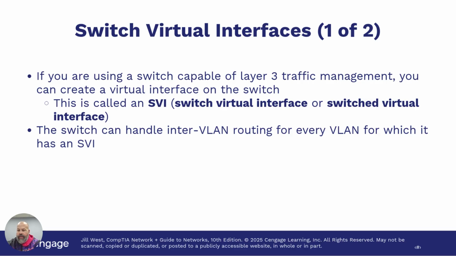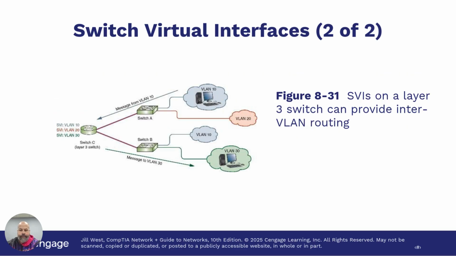If you create an SVI for each VLAN, the switch can handle inter-VLAN routing by itself without sending traffic to an external router. It's like having a building manager who can solve problems between floors instead of calling the landlord every time. This reduces traffic load on your router and it can improve performance since traffic doesn't have to leave the switch to be routed.